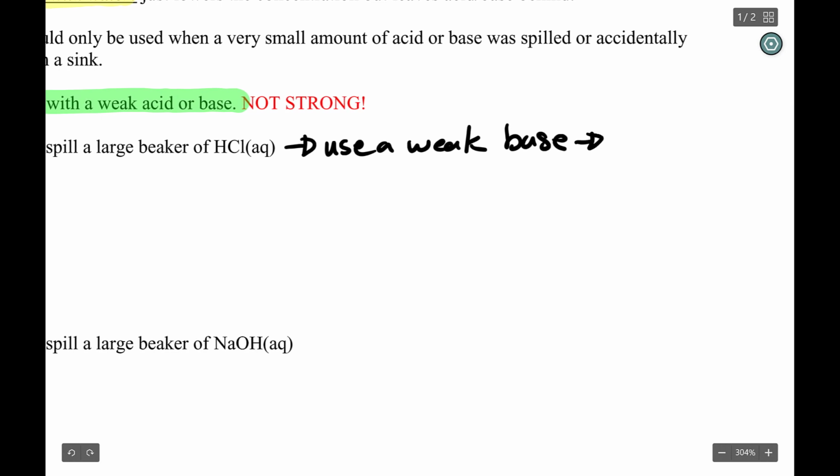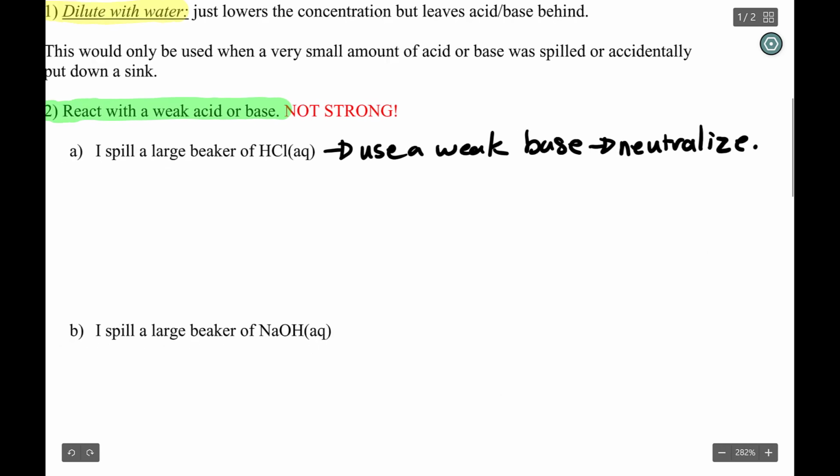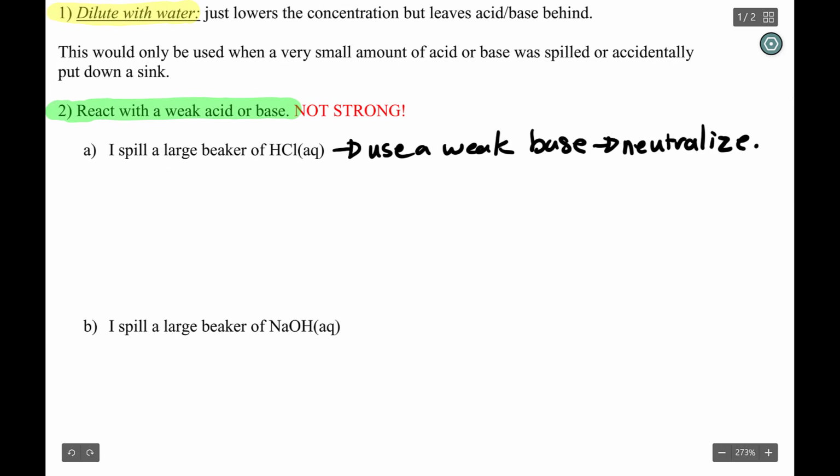Okay. The reason for that is if I used a strong base to try to neutralize it, I could actually end up with a base spill. Essentially, I could overcompensate with base. Now it turns into a base spill, and now I've got to add acid to try to get it neutralized, and I could overcompensate again. With weak acids or weak bases, this can be done in a more gradual and safe manner.